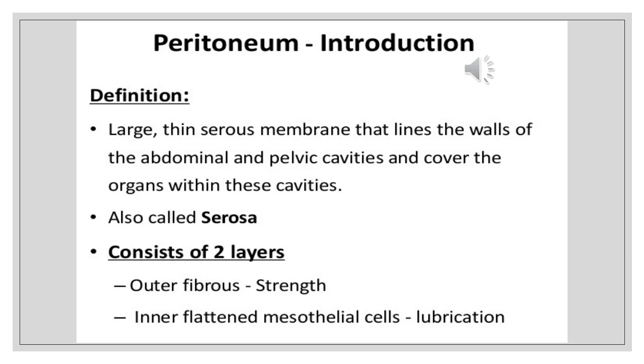Histologically, it is composed of an outer layer of fibrous tissue, which gives strength to the membrane, and an inner layer of flattened mesothelial cells, which secrete a serous fluid which lubricates the surface, thus allowing the free movement of viscera.